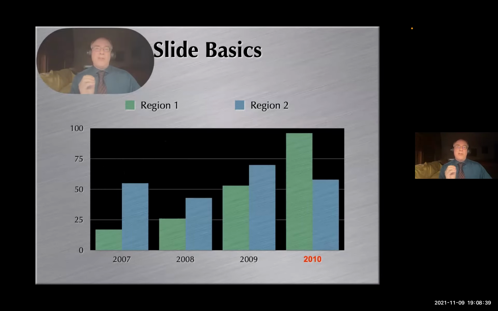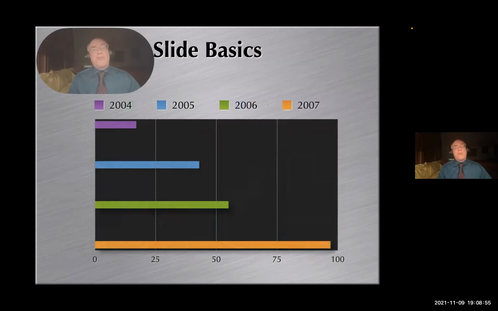Another thing that's a basic technique in your slides is to use color to influence your mood, or you can use color to draw attention to a specific part of the graph that you want to talk about, or a part of the slide that you want to talk about. But your color should have meaning and not just be there for color.